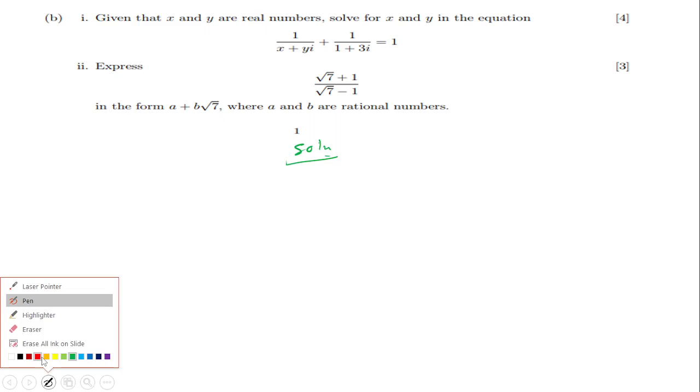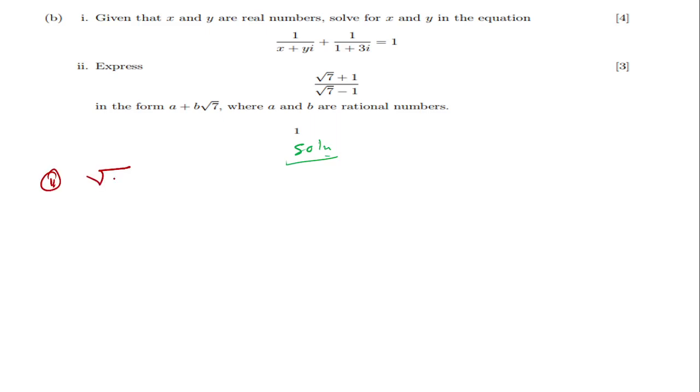So guys, you have 7 plus 1 over square root 7 minus 1. The only thing needed here is just to find the what? The conjugate of that. So you're going to say times square root 7 plus 1 over square root 7 plus what? Plus 1. You're just changing the sign on the denominator.